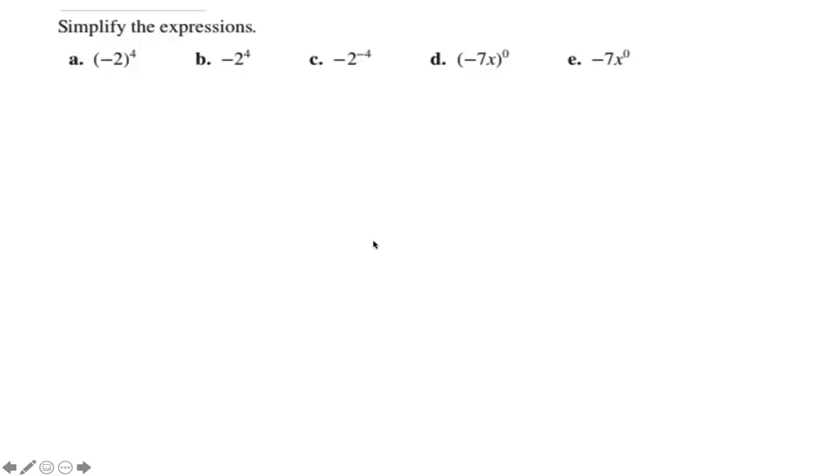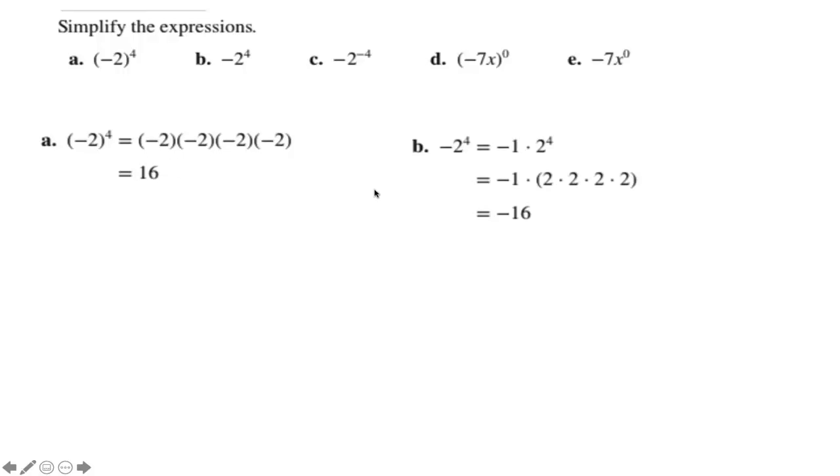Okay, so let's see some examples. Negative 2 to the 4th power, in parentheses, just means negative 2 multiplied by itself 4 times, and so that will give you 16. This one's a little bit tricky. It has to do with order of operations. So negative 2 to the 4, without parentheses, is not positive 16.